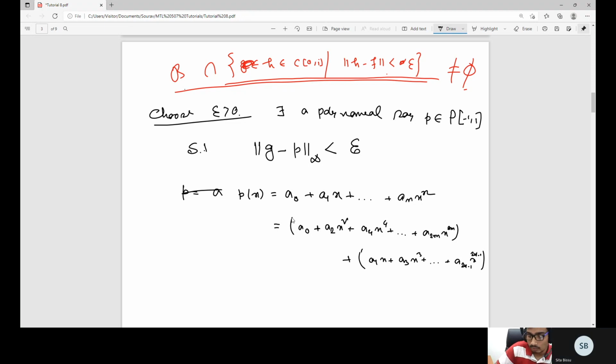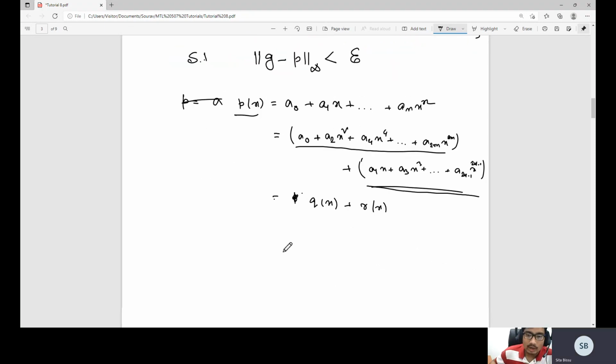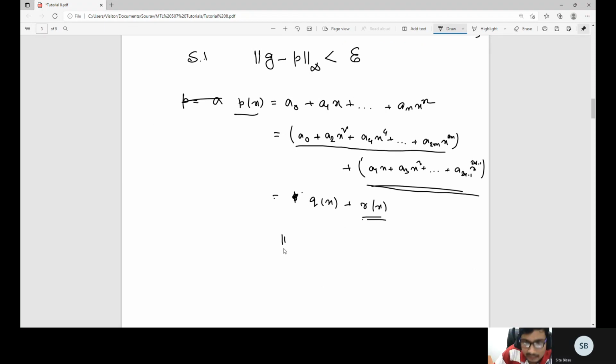We don't know which, but given a polynomial, we can write it as a sum of one odd polynomial and one even polynomial, right? Now name this odd one Q(x) and this even one R(x). Then Q and R are both polynomials. Now our aim is to prove that R can be approximated by f, meaning the norm of R minus f is less than epsilon. So this is our aim.